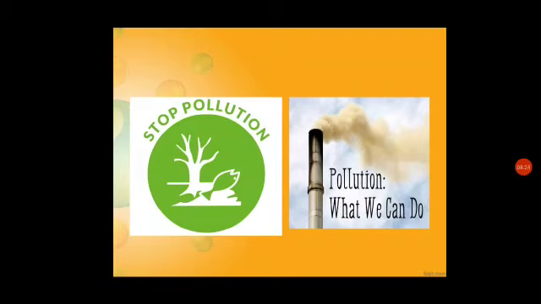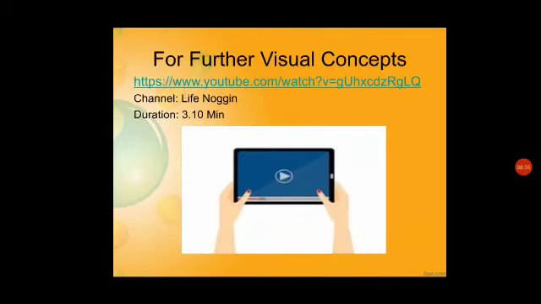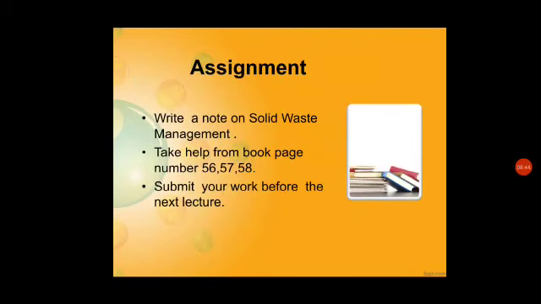Pollution is going on, and what can we do? We should stop the pollution. The factories should be outside of the city, or you can say away from the living areas. Students, here is a video you can see for more visual concepts.